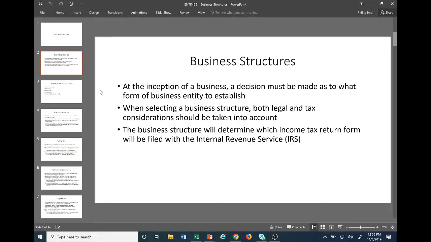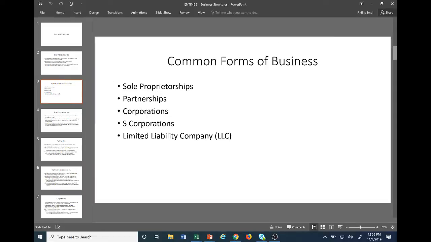So what different forms do y'all know of? Before I go to the next slide, that is the different forms. Do y'all know the different forms? LLC, sole proprietorship, partnership, C corporation, S corporation. Yep, those are your main ones. You already nailed that one. Those are the most common forms: sole proprietorships, partnerships, corporations, S corporations, and LLCs, which are limited liability companies.